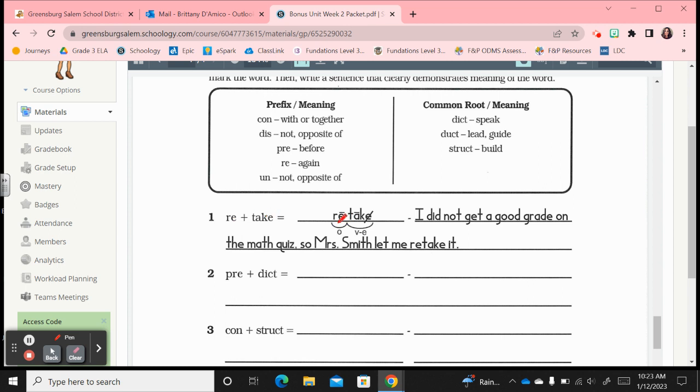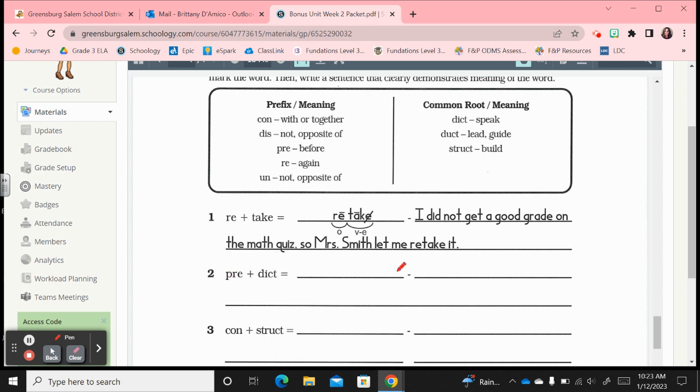Retake. You write the word together, no spaces. You scoop the syllables. Re is the prefix, open. Take is the base word. I did not get a good grade on the math quiz, so Mrs. Smith let me retake it, or take it what? Again, right?